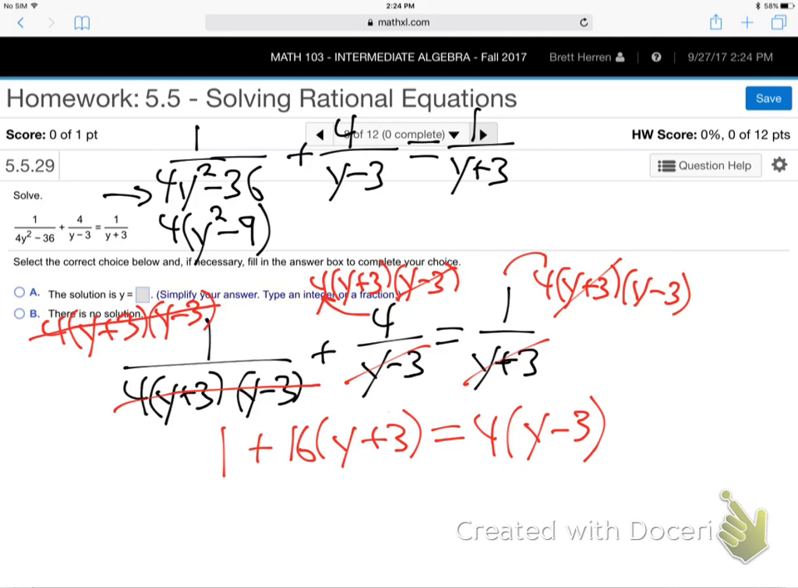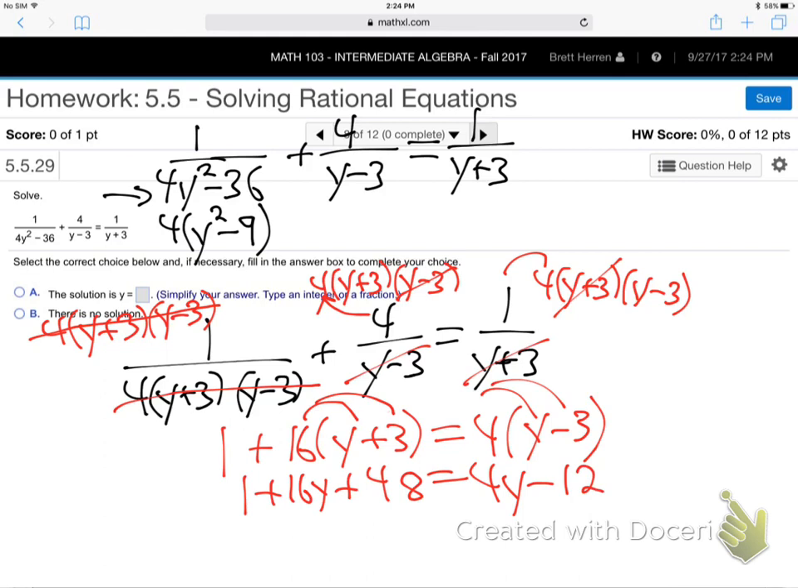So the second term is going to be 16y plus 48? Yeah. Okay. Good. So now we distribute, so distribute that 16. 16y plus 48. Distribute that 4y minus 12. Is that good? Combine stuff. So the 1 and the 48 would be 49.